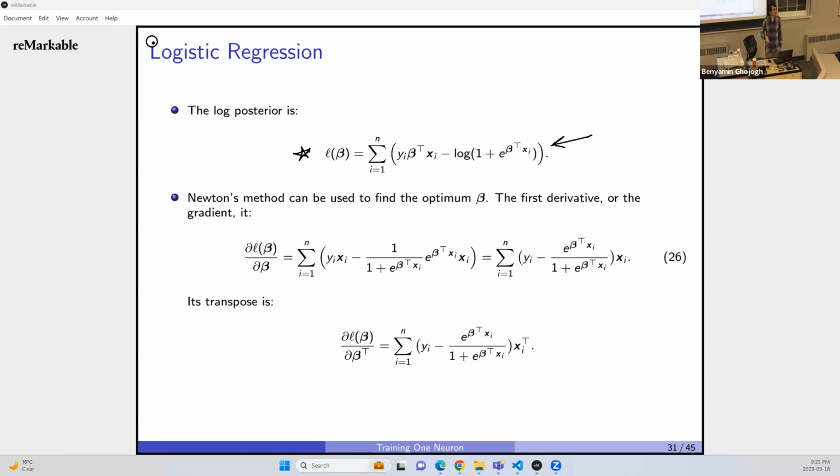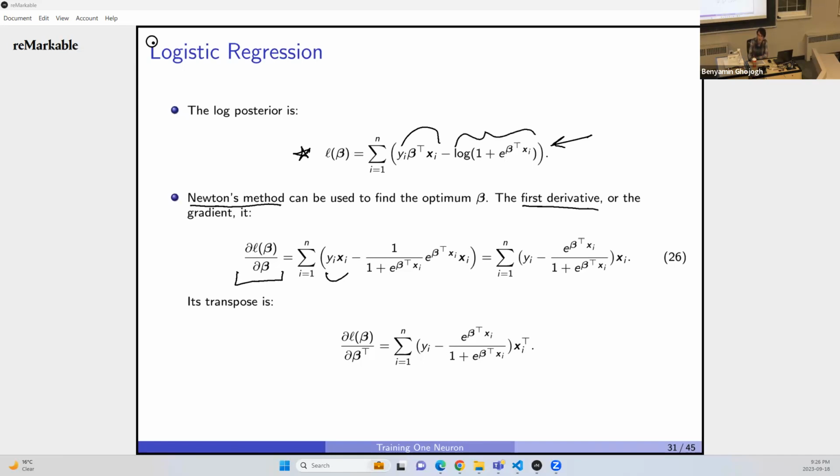Here, let's do it with second order optimization. So we use Newton's method. Therefore, we need both the first order derivative and the second order derivative. So let's calculate the first order derivative, or the gradient. What is that? The derivative of this log posterior with respect to beta. What is that? The derivative of this term with respect to beta. It's linear with respect to beta, so it becomes yi xi.